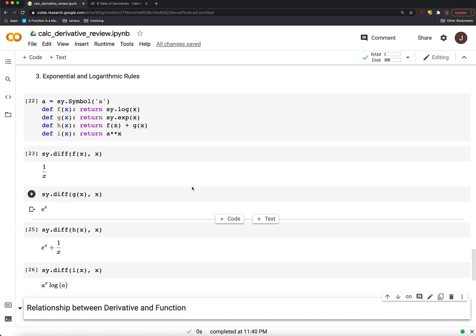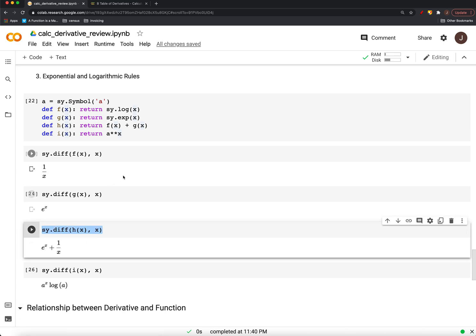All right, and then we can combine these into as complex expressions and functions as we would like, and use these basic rules to determine those derivatives. The real powerful one is this, that the derivative operation is a linear operation. So, very handy.